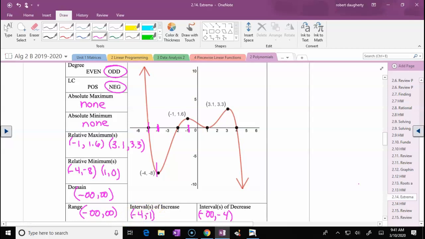Now I'm sitting at negative 1. What happens when I leave negative 1? Where do my y values go? Up or down? They go down. So it decreases from negative 1 to where? Yeah, from negative 1 to 1. And then what happens next? From 1 to 3.1.